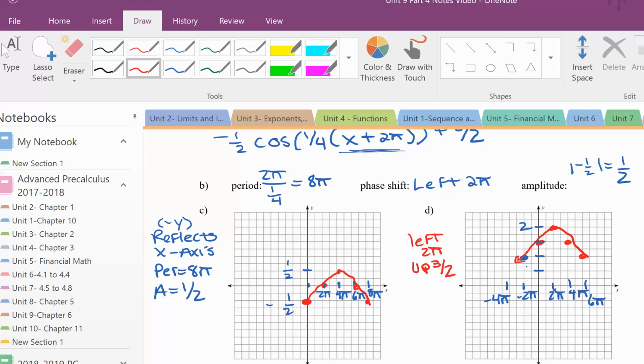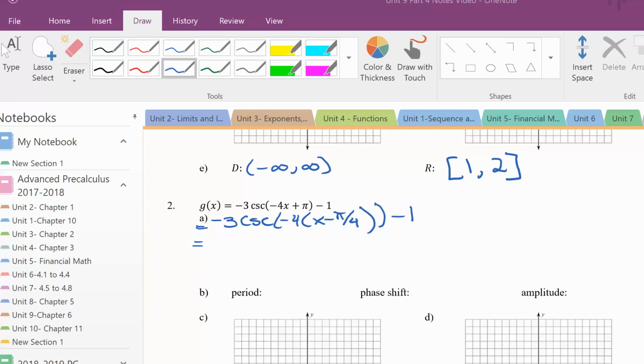All right, so try to do the same thing with the cosecant on the next two. I will post the answers for you to look at after you've done or tried the cosecant number 2 and number 3 and 4. I'll post those. All right, I'll just go through these.